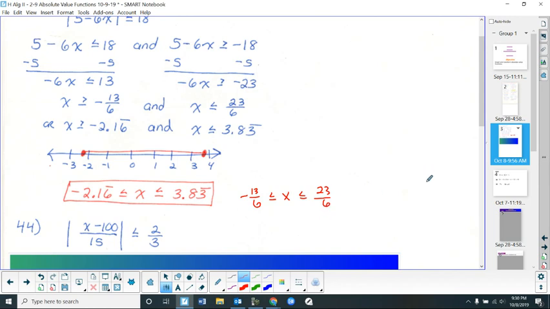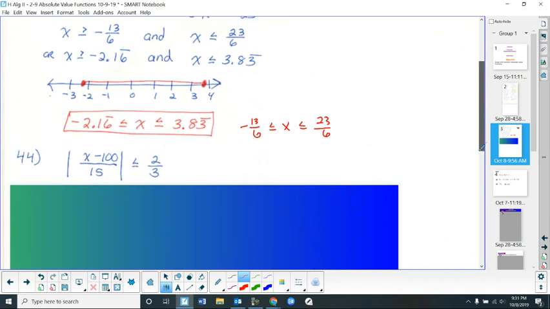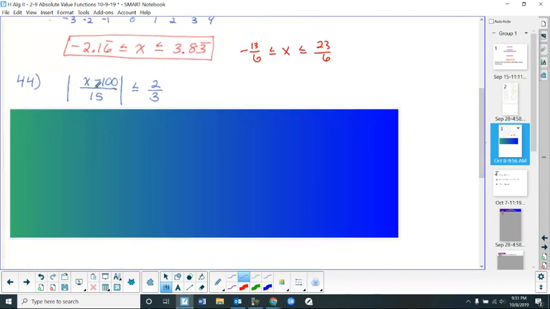Okay, 44 was the word problem. IQ scores for the middle 50% of the population can be written as this inequality, where x is a person's IQ score. Write and solve a compound inequality that shows the interval for the IQ scores for the middle 50%. So basically, this is just a big word problem to say, hey, solve this and tell us what the middle 50% of the IQ scores are.